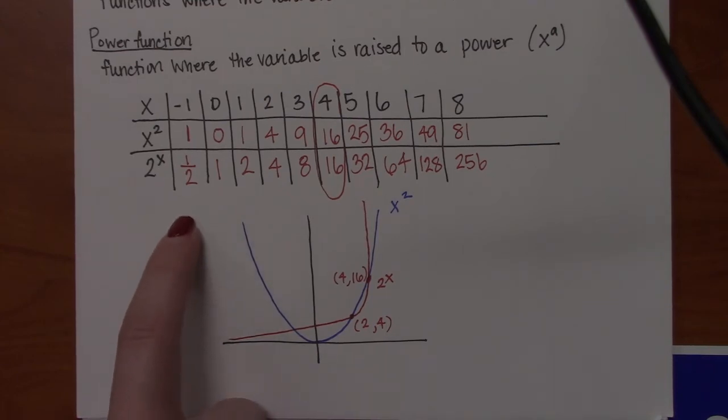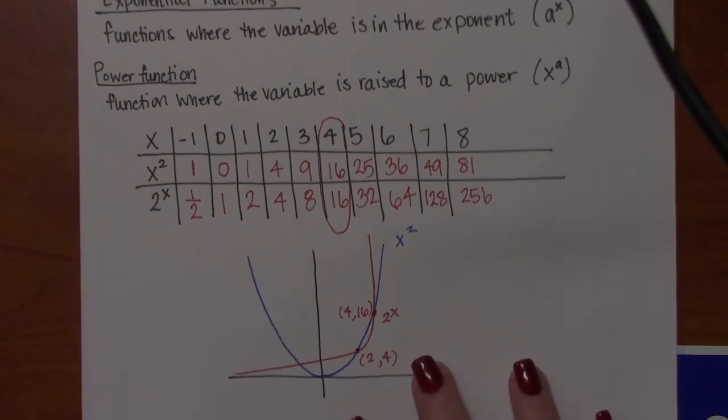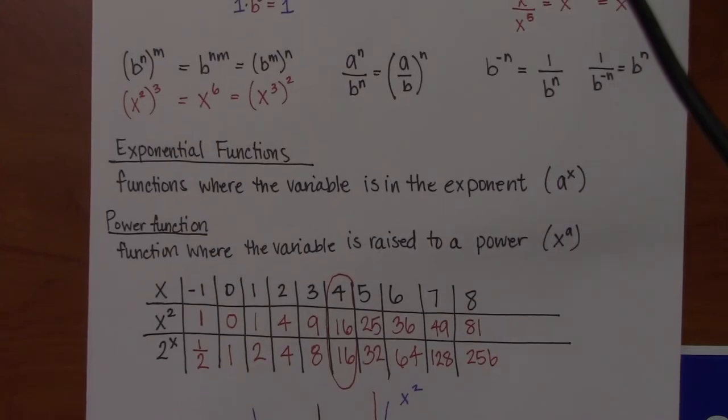Because we would get a half, a fourth, an eighth, a 16th, a 32nd, a 64th, right? So they get big really fast and they get small really fast. The base of the number is actually going to determine whether or not the function is getting really big or really small.